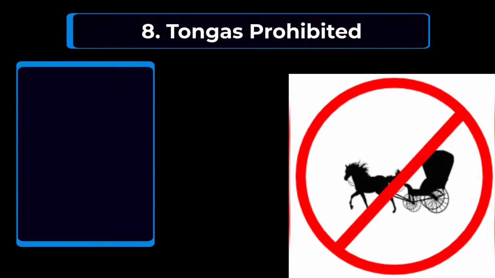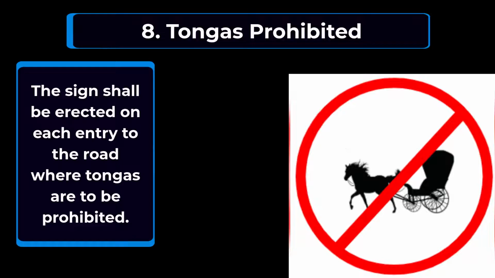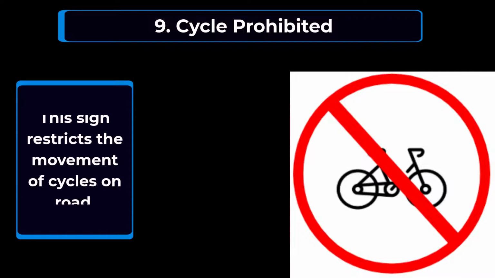8. Tongas prohibited. The sign shall be erected on each entry to the road where tongas are to be prohibited. 9. Cycle prohibited. This sign restricts the movement of cycles on road.